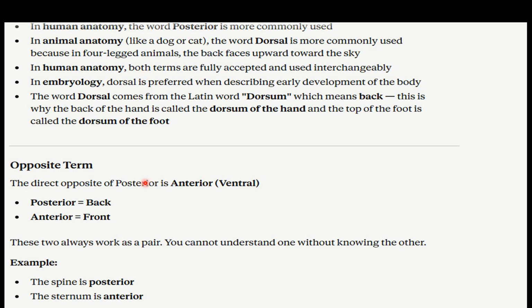Now I already explained that each word has its opposite word also. The direct opposite of posterior is anterior or ventral. So posterior means back, anterior means front. Clear? And their alternative names are also clear, which are ventral and dorsal. So these two words always work as a pair. You cannot understand one without knowing the other one. Okay?